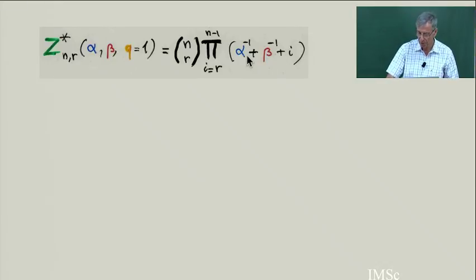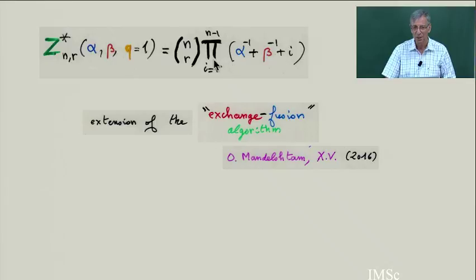And then we can prove this formula: there is a bijection between the rhombic alternative tableaux and assemblies of permutations. This bijection, which I did with my colleague, is an extension of the exchange-fusion algorithm. So this algorithm can be extended.